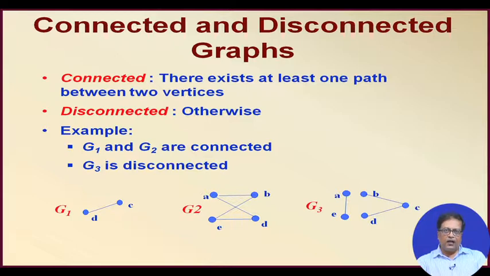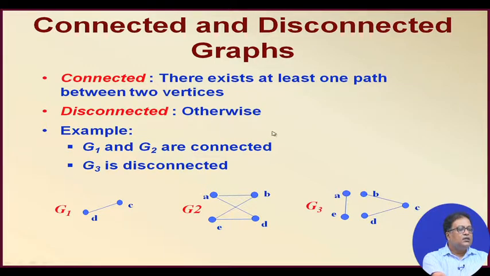In a connected graph there exists at least one path between two vertices. So, if you look at this graph G3, can you find a path between A and C? No, the answer is no. Obviously you have a path between A and E, but between any two vertices, if you have a path, then you call this a connected graph.